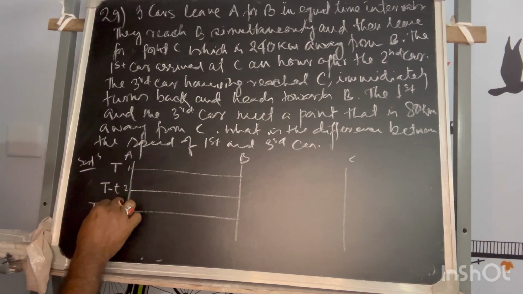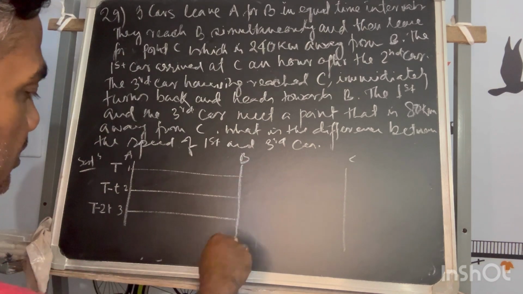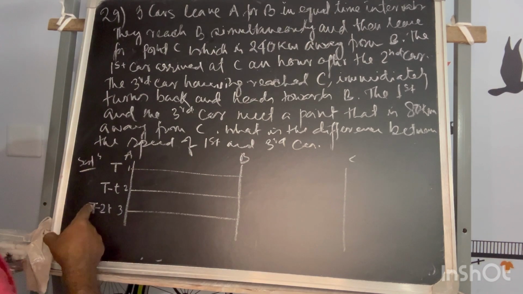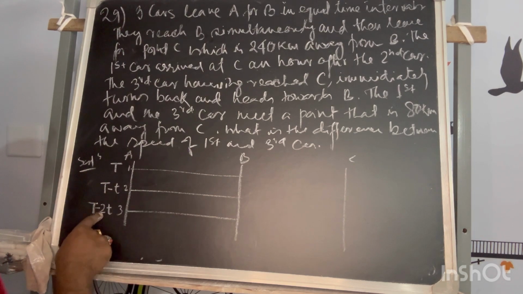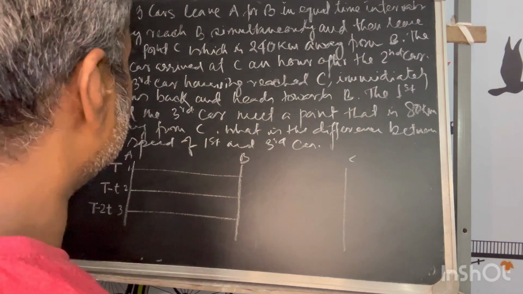Because they are reaching B simultaneously, I am assuming the time taken by the first car to reach A to B is capital T, and after a small t lag, the second has started. So the second car will take T minus t, and as it's an equal interval, the third car has started at double the small t, so it will take capital T minus 2t time to reach. This is the first condition.